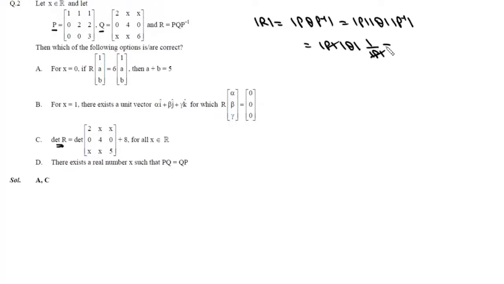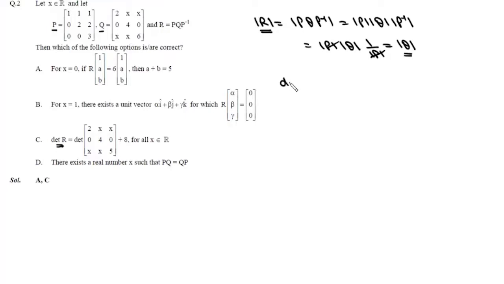Now we'll begin with the most basic option, which is determinant of R. We know that determinant of R can be expressed as determinant of PQP inverse, which is equal to determinant of P into determinant of Q into determinant of P inverse. Now determinant of P inverse is 1 upon determinant of P, so it will be determinant of P into determinant of Q into 1 upon determinant of P, which will cancel. So basically determinant of R will be same as determinant of Q.